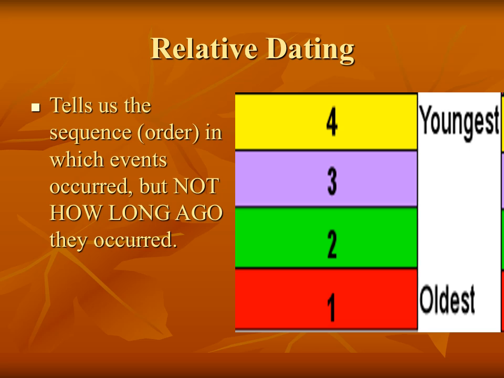So there's two different kinds of dating that I'm going to talk about today. The first one is relative dating. The second one is radiometric dating. Relative dating tells us the sequence or order in which events happened, but not how long ago they happened. If I were to stack some books on the table, you would be able to tell which book was put down first by telling me which book was on the bottom. Well, rocks work the same exact way. If you look at these colored bands, the oldest is number 1, the red one, because it's on the bottom. It was obviously put there first. The youngest is the one on the top, the yellow one, number 4.